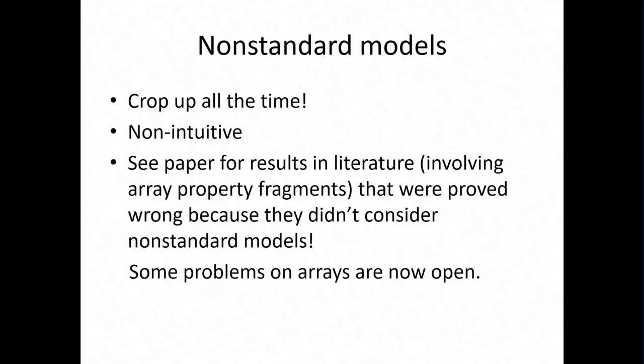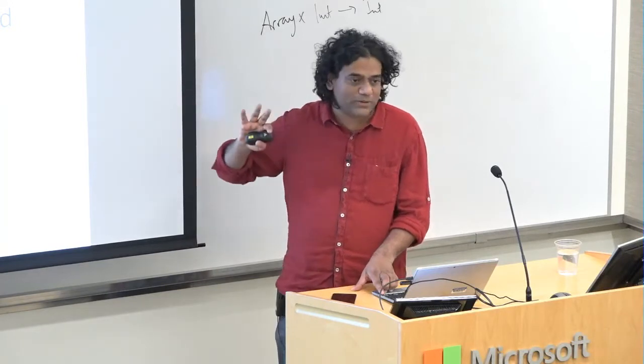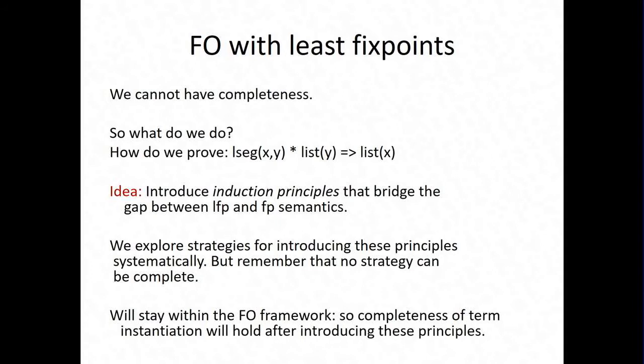So non-standard models crop up all the time in this work. We found problems in the literature, in PhD theses, and so on. There were theorems which are now actually open because of this. I won't comment on this. I see. So all this stuff around shape analysis and logics with the reachability predicate is assuming a least fixed point semantics, and so you are abstracting somehow over that. So what is your abstraction? It's a fixed point and not a least fixed point.